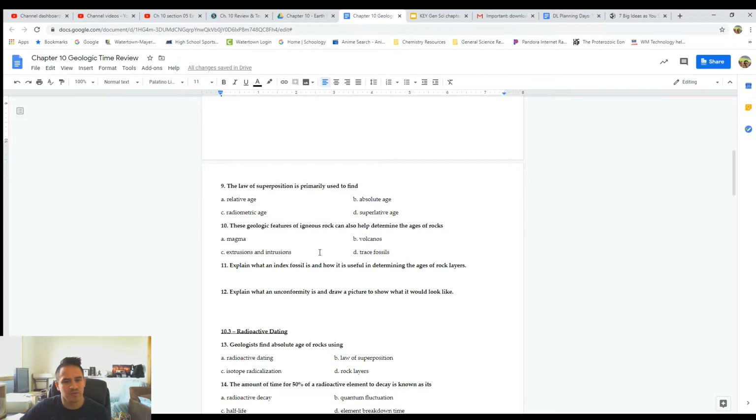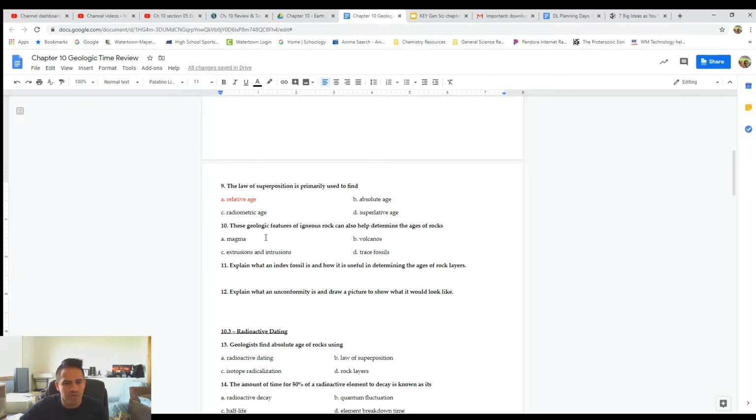Number nine, the law of superposition is primarily used to find relative age. Okay, so remember that relative age is telling you if something is older or younger than something else. So the law of superposition is the rock layers. Older rock layers are on the bottom. Younger rock layers are on the top. But they don't give you ages or numbers.